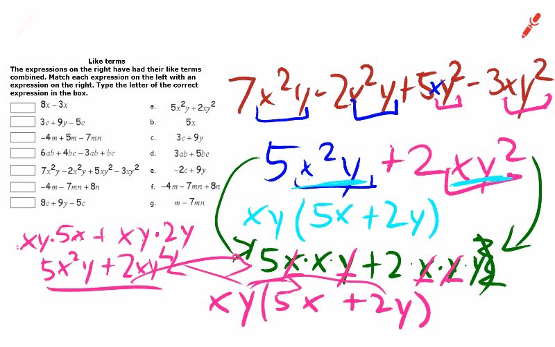Again, that's just an exercise to make sure to verify your algebra. All right, I'll do one more real quick. This is our last one. Let's do 4m minus 7mn plus 8n.